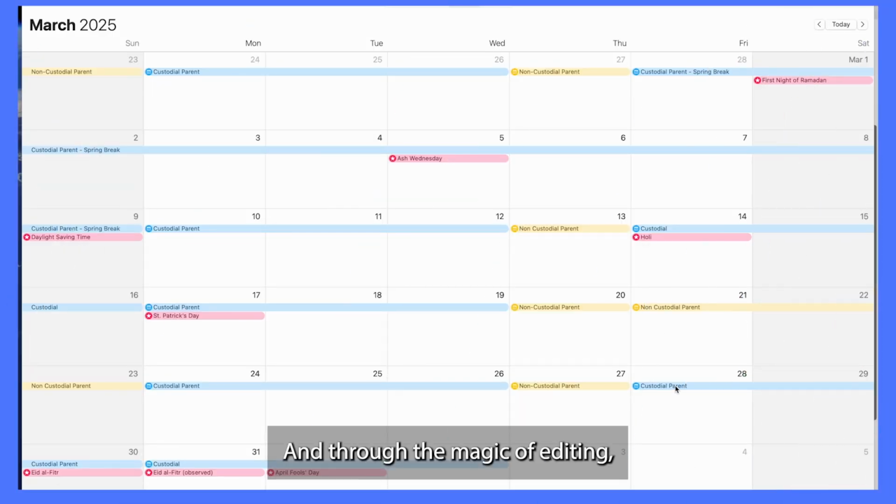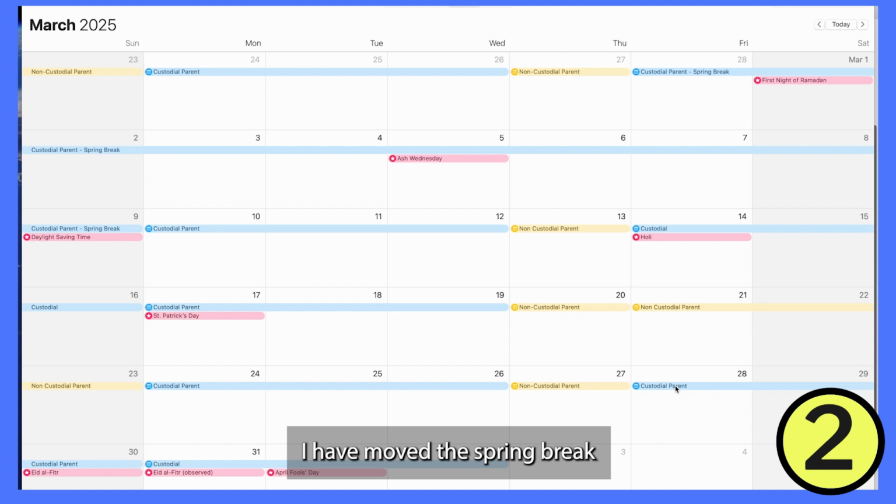And through the magic of editing, I have moved spring break to reflect the week of the 3rd. So I don't know that anybody's spring break starts that early in March, but if the kids' spring break is the 3rd through the 7th, then this is what the calendar would look like for that spring break. So custodial parent would actually get possession on the 28th of February, and it would roll all the way through the 9th of March. Understanding that the 10th, 11th, and 12th belong to the custodial parent anyway, so it's really all just one period of possession.